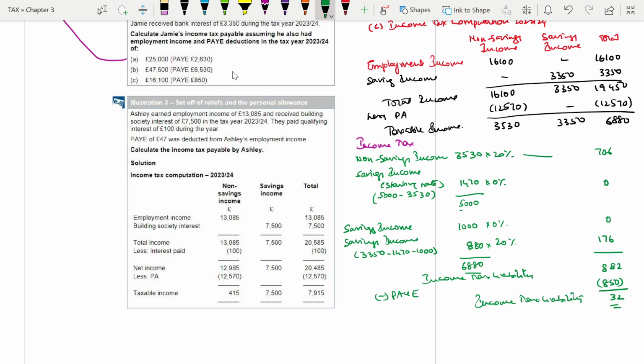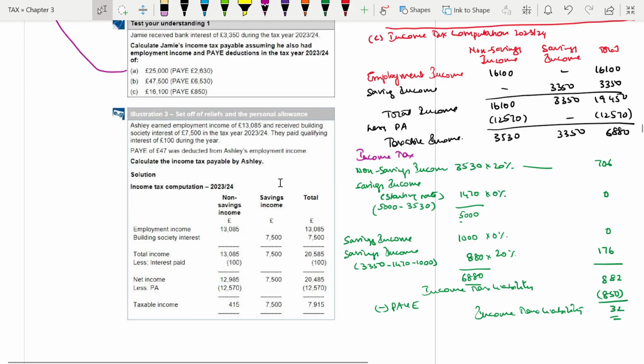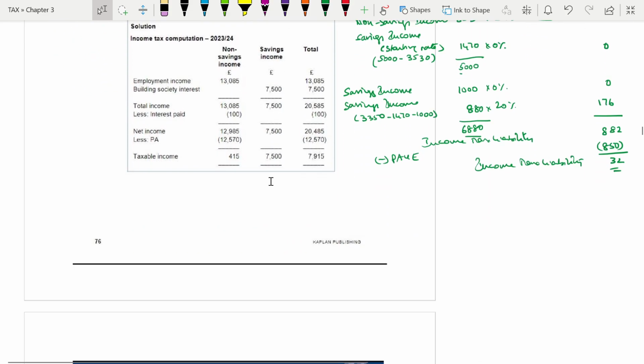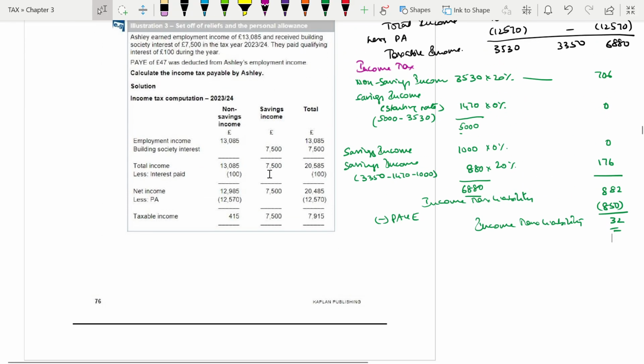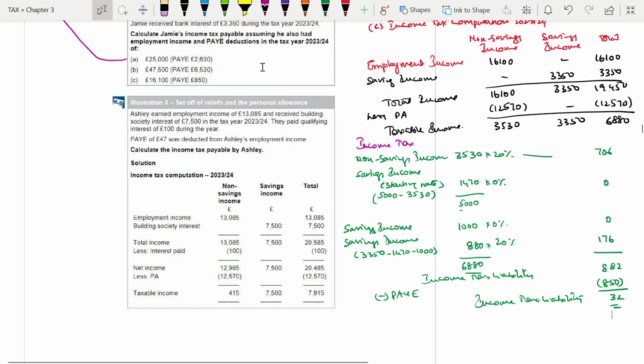This is with respect to savings income. Is it clear to you? Fine. Coming back to this, we'll complete this. Now, they gave you another example.